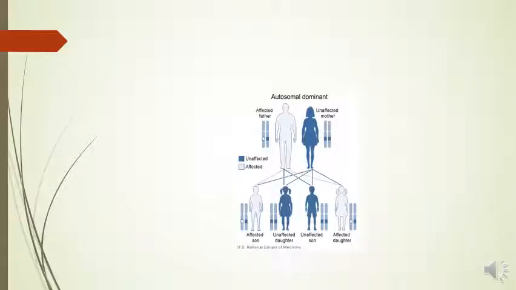This is another way to denote autosomal dominant inheritance, where in this case you have an affected father and an unaffected mother. And as you can see here, you have 4 children and you have a 50% chance of having an affected child, and it doesn't matter which sex it is.